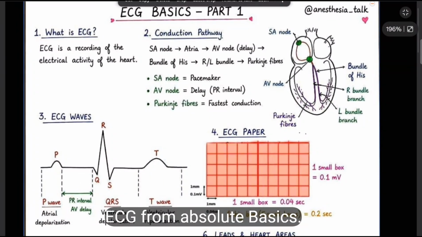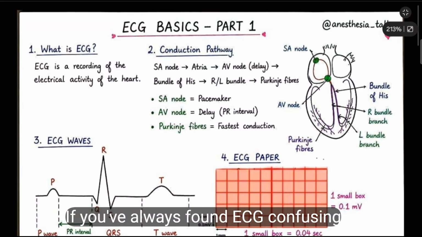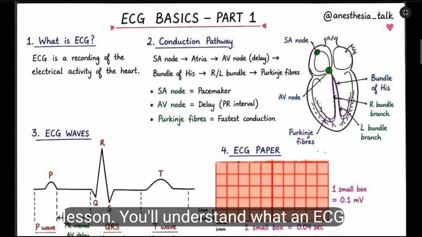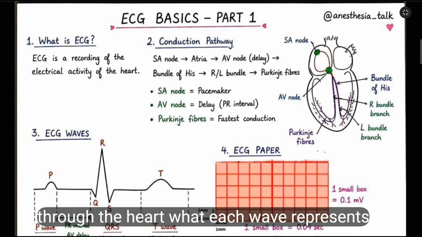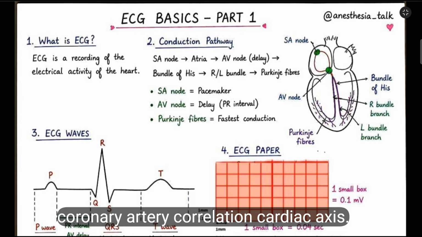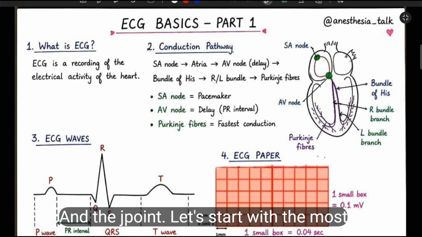Today, we're going to learn ECG from absolute basics. If you've always found ECG confusing, this video will make it simple. By the end of this lesson, you'll understand what an ECG records, how the electrical impulse travels through the heart, what each wave represents, how ECG paper works, normal ECG values, lead localization, coronary artery correlation, cardiac axis, and the J point. Let's start with the most basic question.